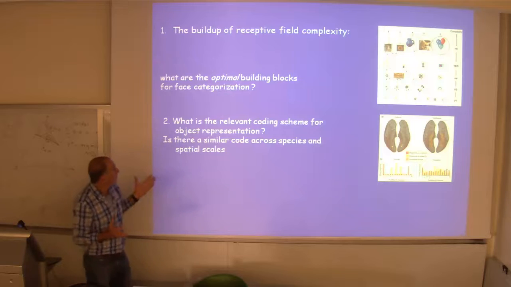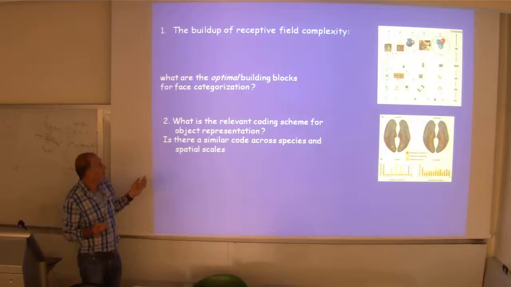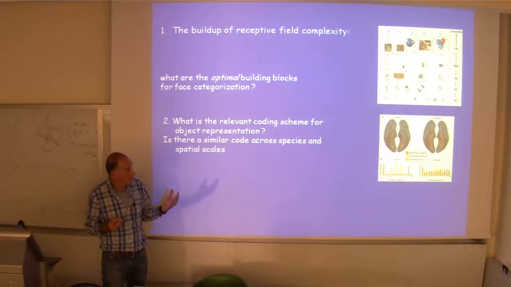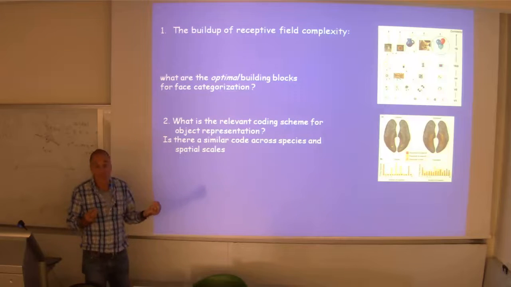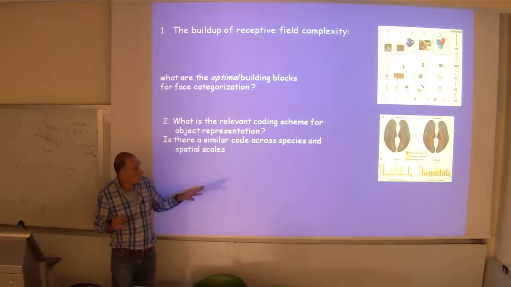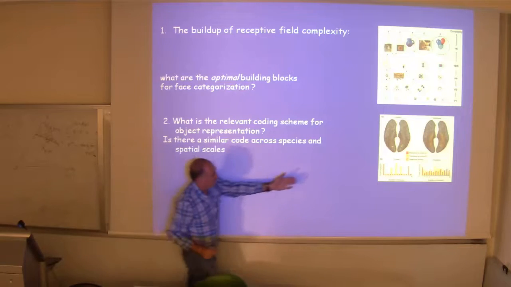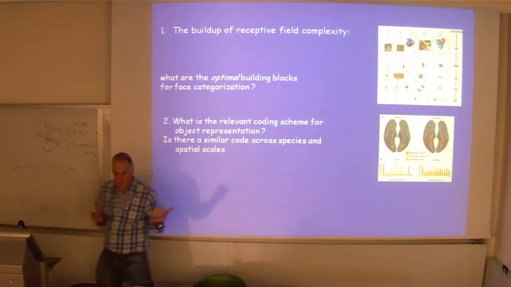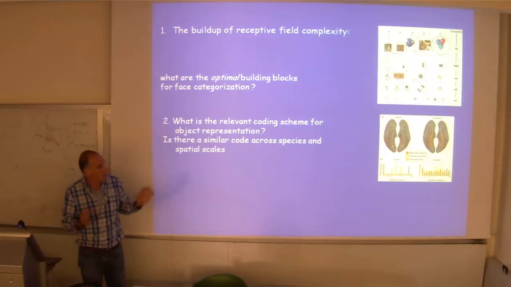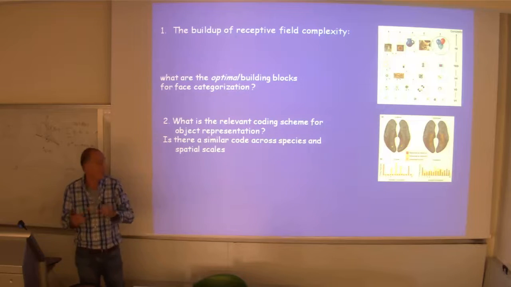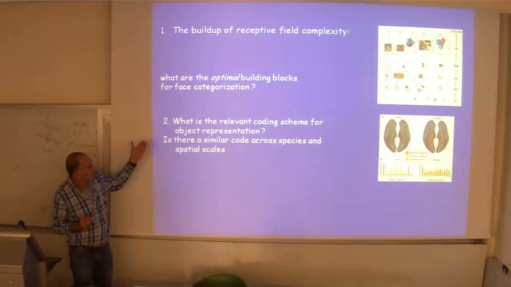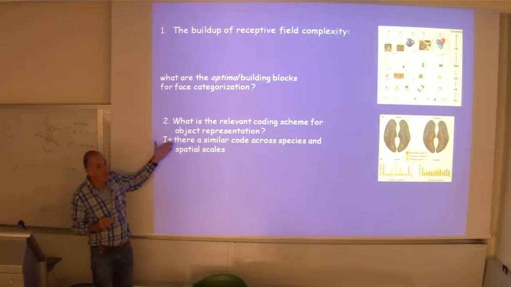And we're going to hear about what is the relevant coding scheme for object representation. Is this, so I mentioned this, should we look at this as a distributed coding? Is this domain specificity? Is this sparse coding, or is this distributed in the sense that is shown here, that most neurons fire for many sorts of stimuli, and it's really the pattern in which you can distinguish between stimulus A and stimulus B. And this is going to also touch on another question, and that is is there a similar code of representation across species and across spatial scales?